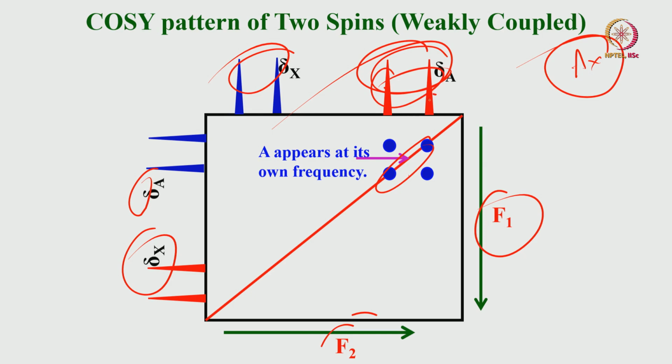This will correlate to this. This will correlate, this will give a cross peak to this. This will give a cross peak to this. So, as a consequence, you get cross peaks. This and this give a cross peak between themselves. They are called autocorrelated peaks.